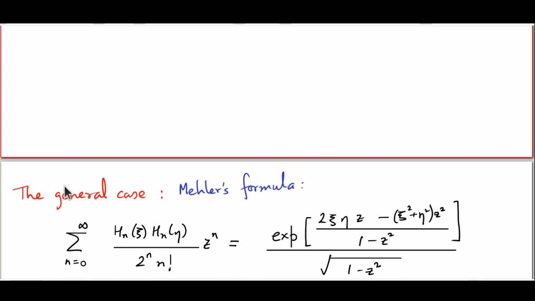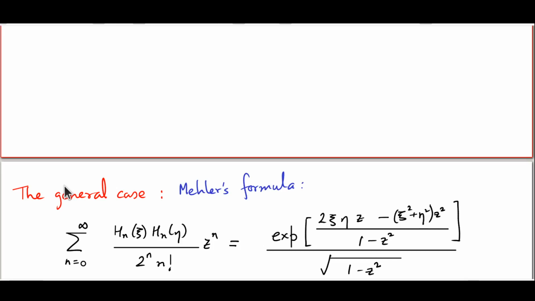If you take the product of Hn xi with Hn eta and then multiply it by z by 2 to the power n and divide the whole thing by n factorial, Mehler's formula says that the sum of this from n going from 0 to infinity is given by the expression on the right. That's exponential of 2 xi eta z minus xi square plus eta square times z squared, whole thing divided by 1 minus z square. This whole thing is inside the exponent. And once you calculate the exponent, you divide that by square root of 1 minus z square.